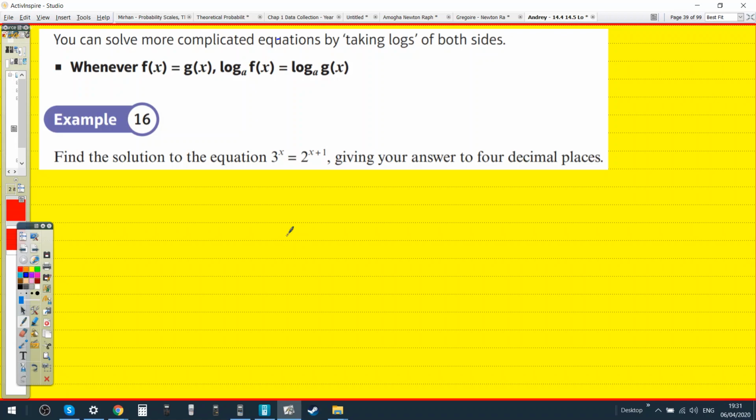I literally don't know what to do. If the power was squared or cubed or something, you would square root both sides. If you have to make the power the subject, you log both sides.